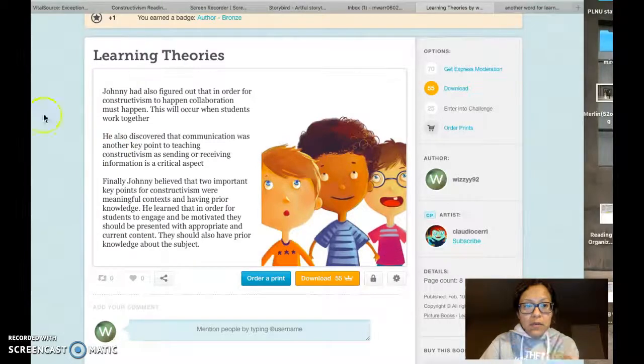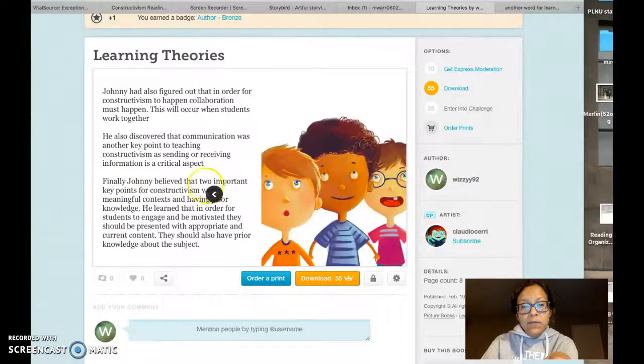Johnny had also figured out that in order for constructivism to happen, collaboration must happen, which occurs when students work together. So a big part of constructivism is students coming together and collaborating with each other. Then he also discovered that communication was another key point to teaching constructivism, as sending or receiving information is a critical aspect.